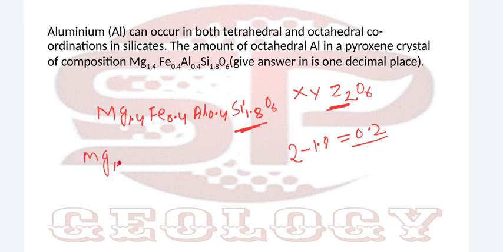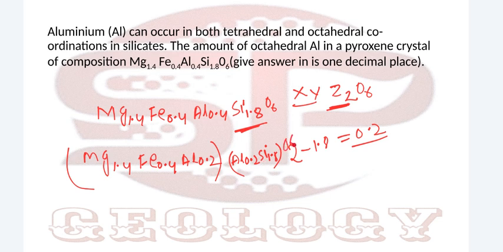So Mg 1.4, you can write like this, Fe 0.4, aluminum 0.2. This will be 1.4 plus 0.4, 1.8, plus 0.2, 2, because X and Y add up to 2. Then Al 0.2, Si 1.8.